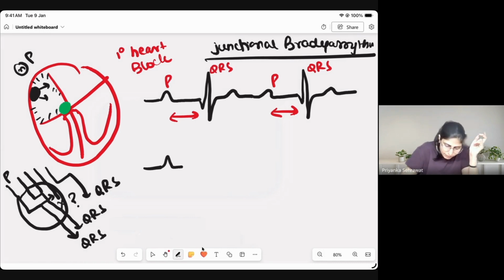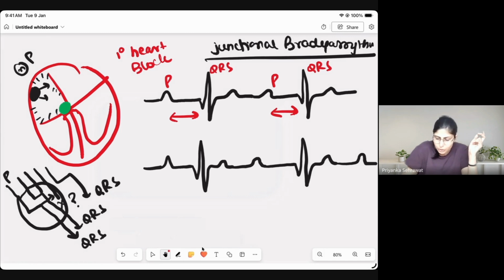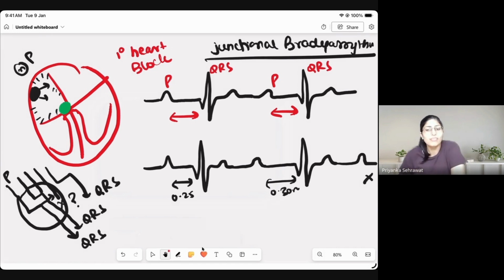Number one, P wave, prolonged PR interval, QRS, T, again a P, more prolonged PR, QRS, again a P, and now there is no QRS. The QRS beat gets dropped. So if this one is 0.25 second and this one is 0.30 second, the next P wave does not find an excitable tissue. So this P wave does not go to QRS, or this atrial conduction does not get transferred to the ventricles, which is known as our Mobitz type 1.